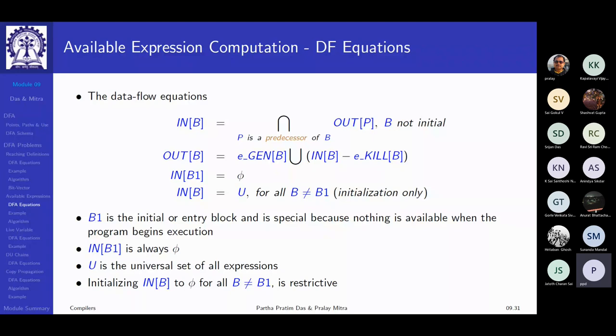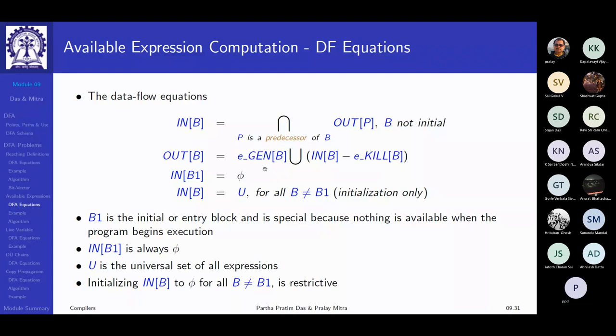We'll say that out B is same, because we are doing a forward problem. Right? So the out B is same. That is gen union in minus kill. That will be the property of the forward.